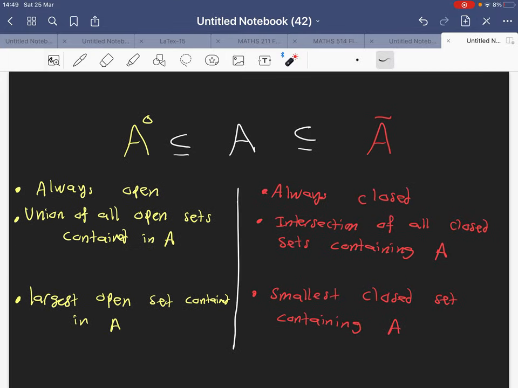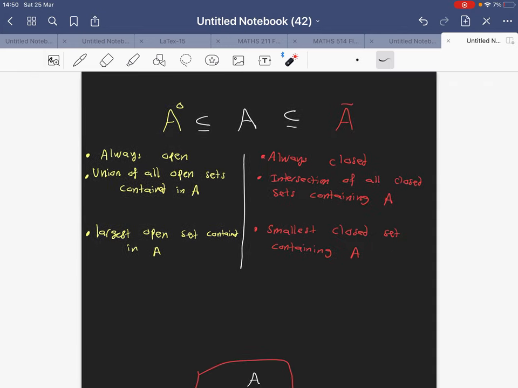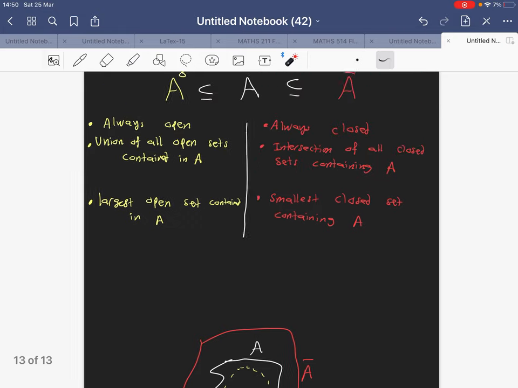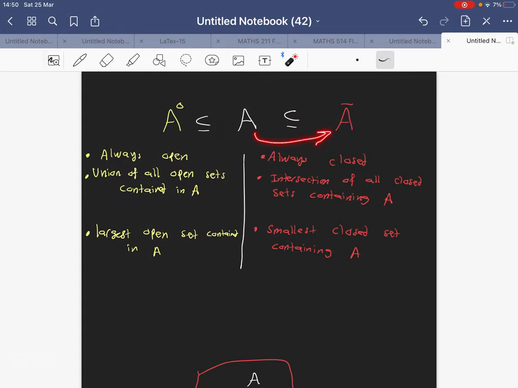Now, the interior is the union of all open sets contained in A. If you remember, the closure is the intersection of all closed subsets containing A. So the interior is the largest open set, and the closure is the smallest closed set containing A. And that gives you the idea: you have A, inside it you have the interior, which is open, and above it you have the closed set. So if I give you a set A, you can tell me the next closed set is the closure, and the previous open set, which means inside it, is the interior.